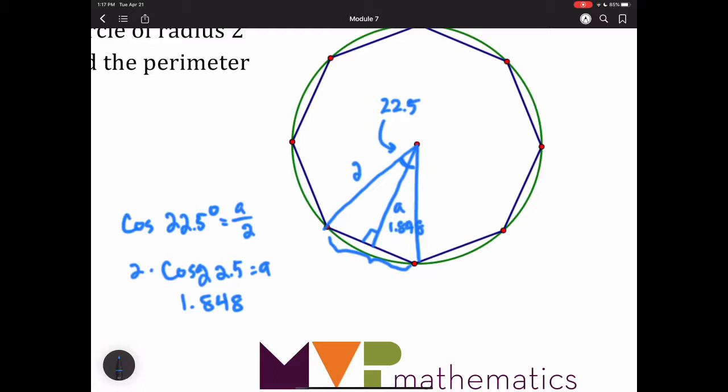Now let's find the length of the side of this octagon. Okay, and I'm going to do that very similarly to the way that I just did, except instead of using cosine, this time I'll be using sine, the opposite over the hypotenuse. So let's say sine of 22.5 is equal to the opposite side over the hypotenuse, which is 2. Here, let's call that x. Sorry, my variable game is not strong today. And this will be 2 times sine of 22.5 equals x.